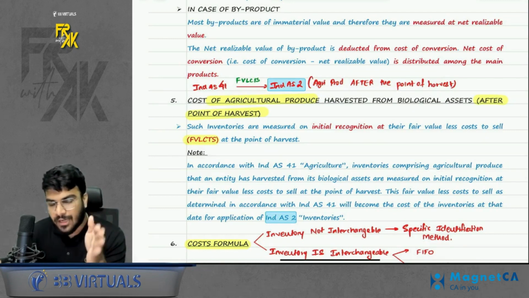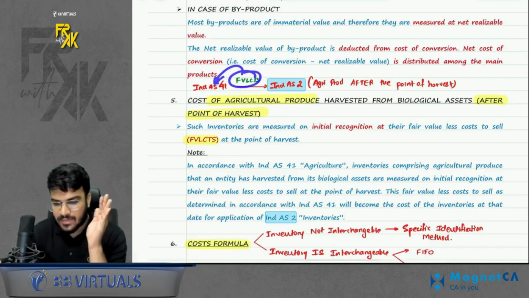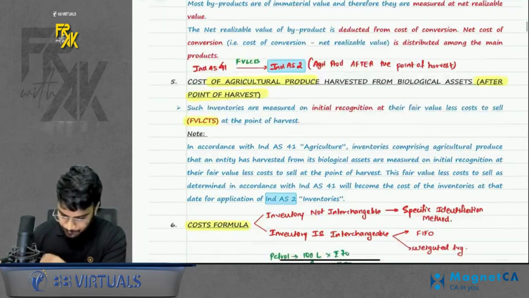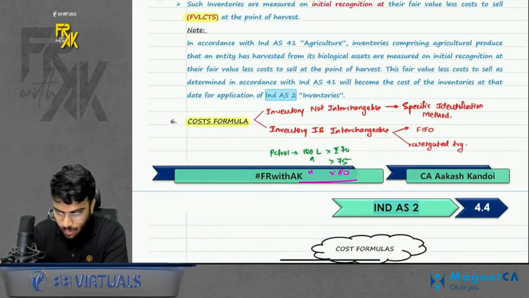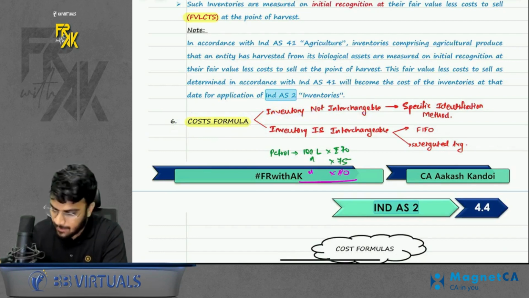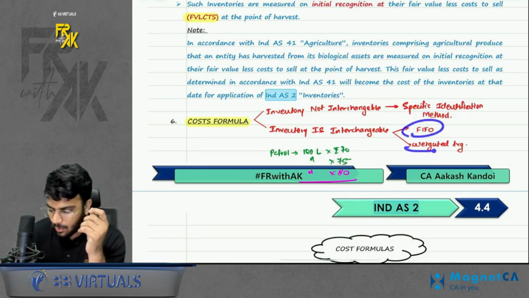So when you are coming from Ind AS 41 to Ind AS 2, the FVLCT of Ind AS 41 will become the cost of inventory for Ind AS 2. Simple. Okay. Then next is cost formula. What cost formula to apply? If inventory is not interchangeable, we discussed we will apply the specific identification method. If inventory is interchangeable, it can get mixed up, so you can apply FIFO or weighted average.